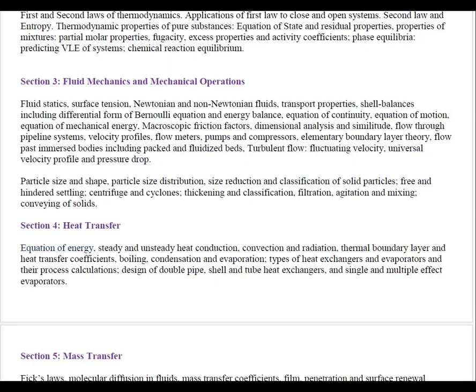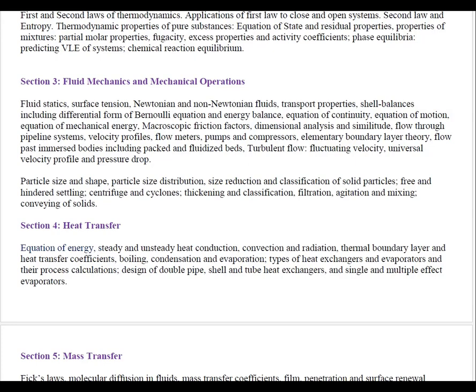The most important subject in chemical engineering is heat transfer. In this, the first is the equation of energy. Then we have the different processes, that is steady and unsteady heat transfer. Different modes like conduction, convection, radiation are there. We will do numericals on this.